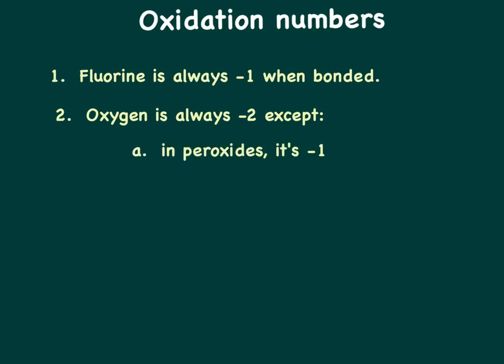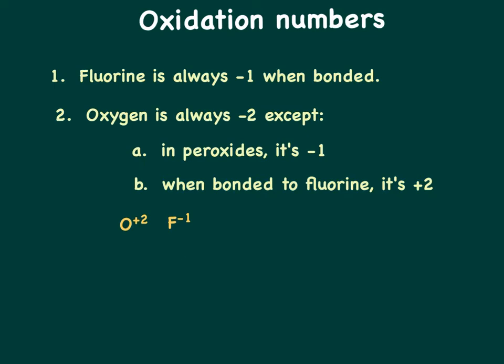In peroxides, oxygen will have an oxidation number of -1. And when oxygen bonds to fluorine, its oxidation number will be a +2. So since fluorine is always -1 no matter what it's bonded to, and oxygen, when it's bonded to fluorine, we said would be a +2, then we would need 2 fluorines for these two elements to form a neutral compound, giving us the formula OF2 for oxygen difluoride.